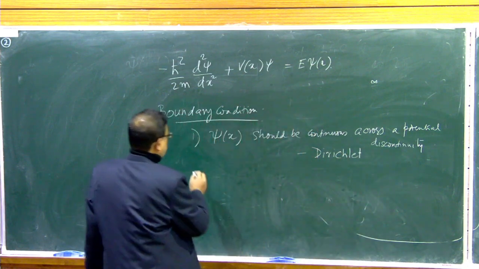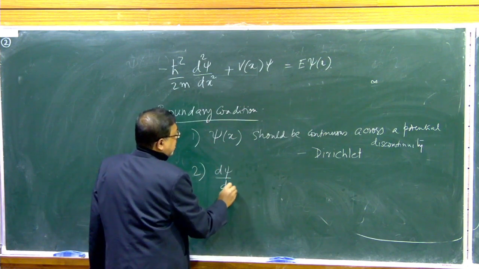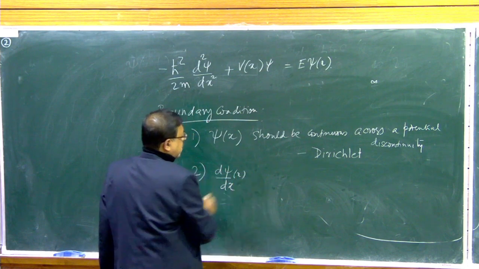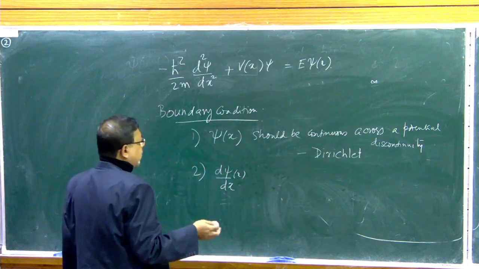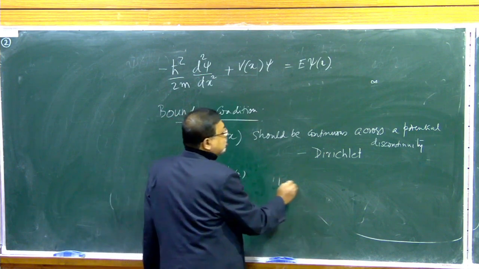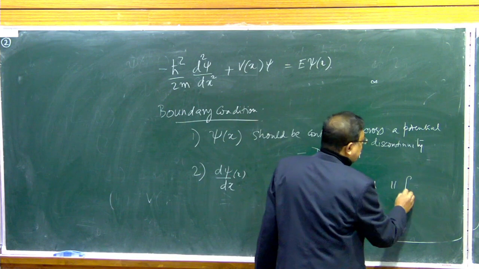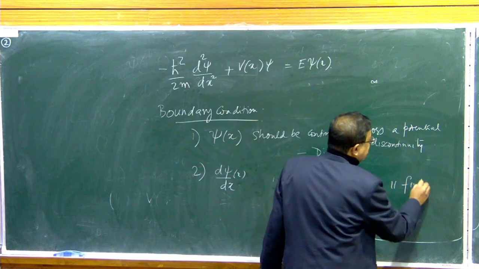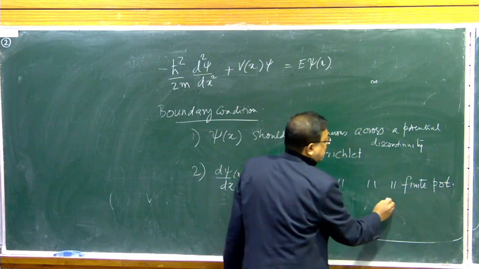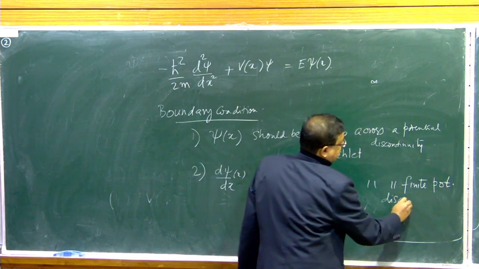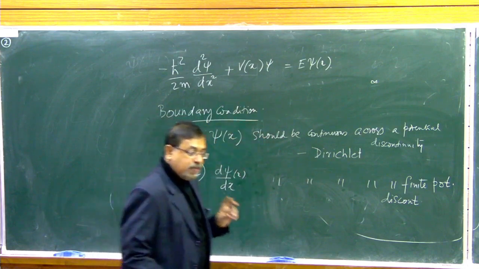And there's another one, which is the derivative of psi. Okay, and you know that the space derivative is linked to something like a slope, etc. And this should also be continuous across a, I'll add a term, a finite potential discontinuity. So I'll write it POT and then discontinuity. So these are the two boundary conditions.